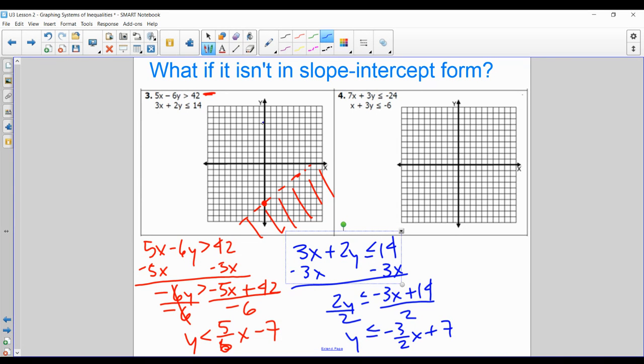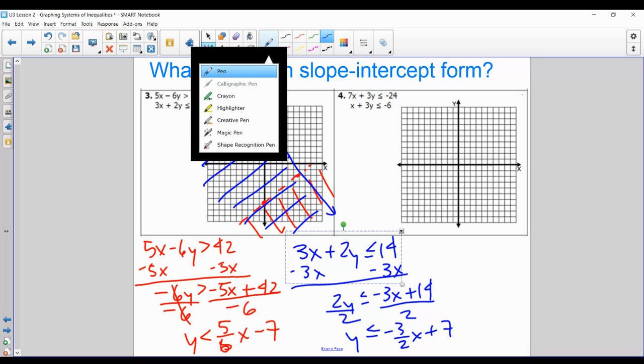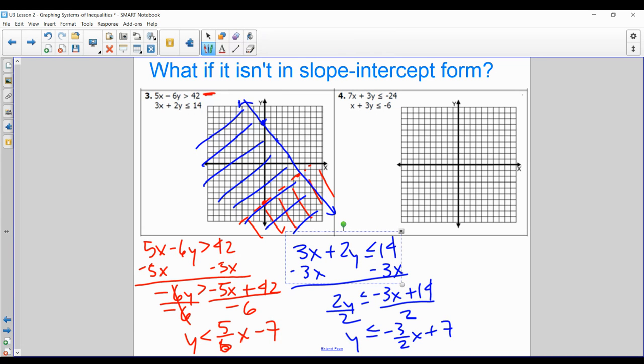Okay, so I'm going to plot my point at 7. Go down 3 over 2. Get a couple of points here so that I can make it a nice line. It's or equal to, so it is a solid line. And I'm shading everything below. So the solution is the part that is shaded by both. So it is in this area.